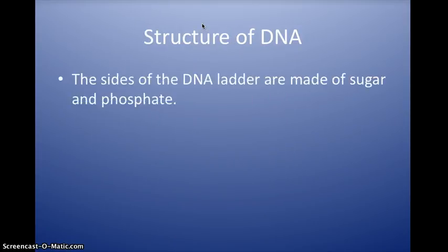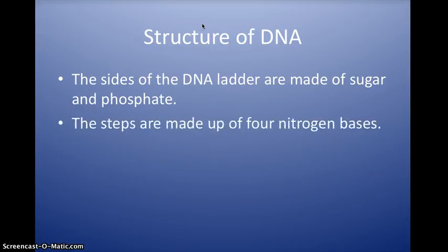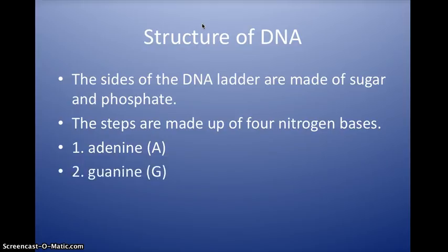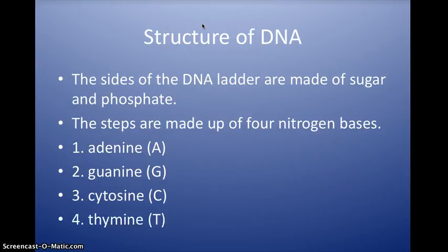Structure of the DNA. Well, the sides of the DNA ladder are made of sugar and phosphate. The steps are made up of 4 nitrogen bases, and those bases are adenine, which we represent with a capital A, guanine, which we represent with a capital G, cytosine, which we represent with a capital C, and thymine, which we represent with a capital T.